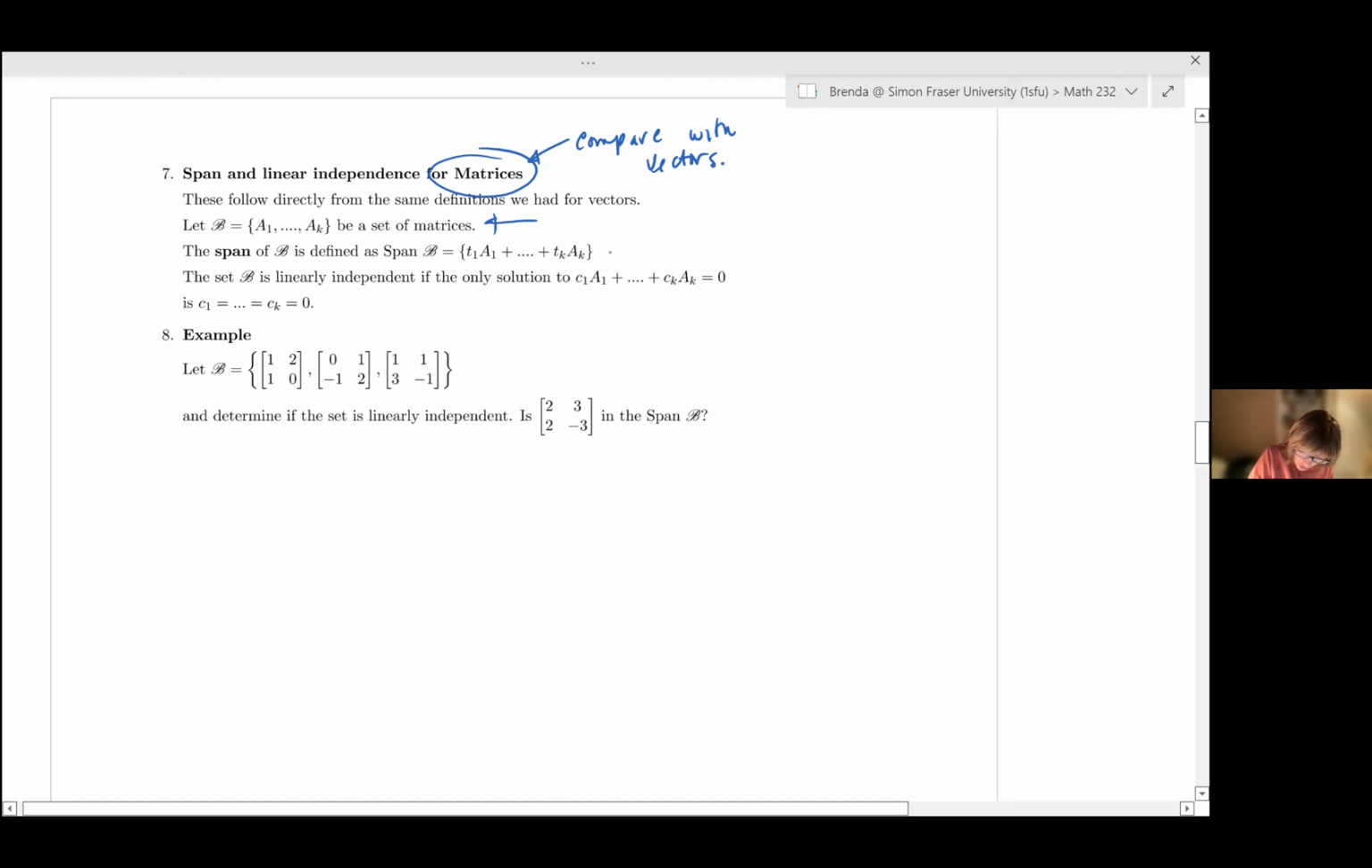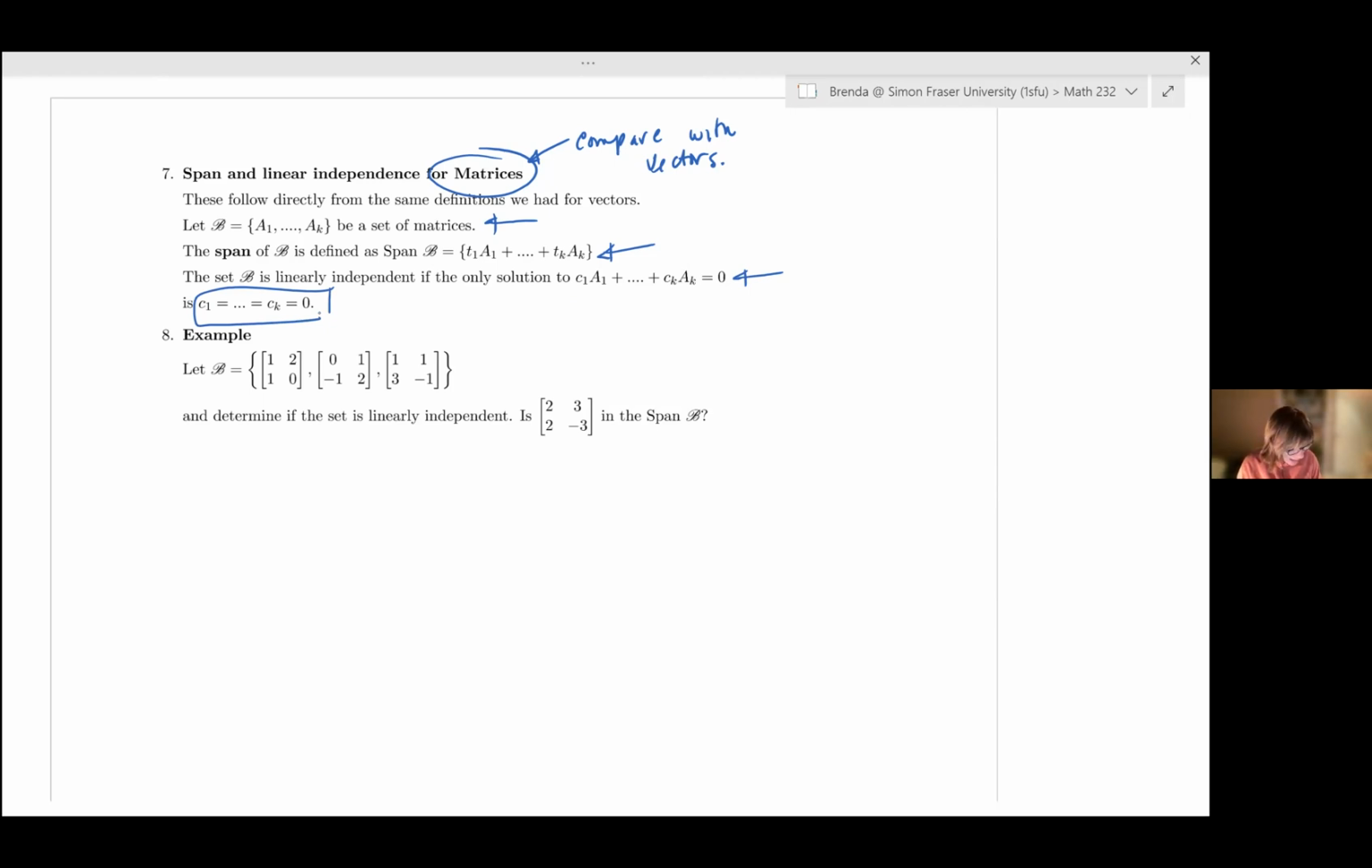So we take a set of matrices and the span is defined analogously. The span is all linear combinations of the matrices in our set. And the set of matrices is linearly independent if the only solution to multiplying each matrix by a scalar and adding them all together being equal to 0 is the case where all the constants are equal to 0.